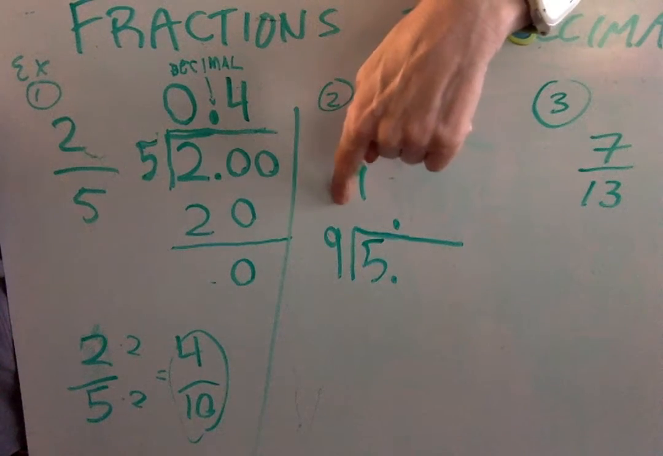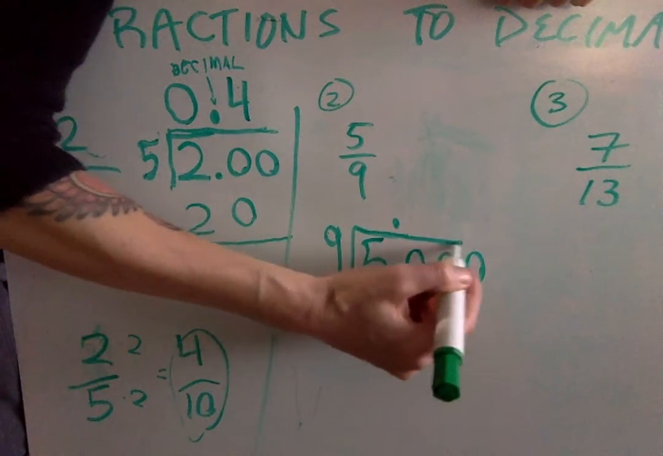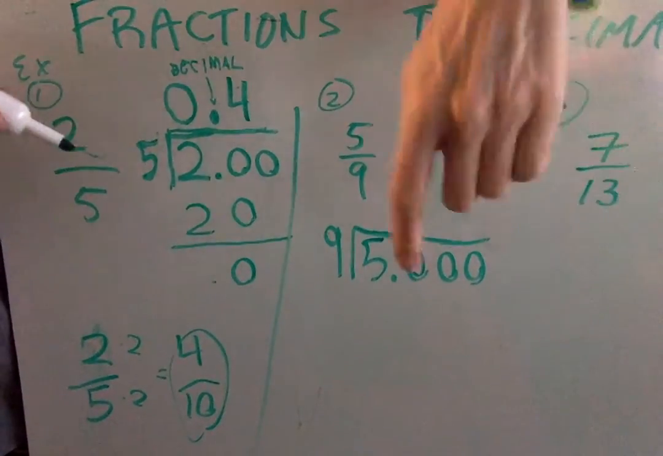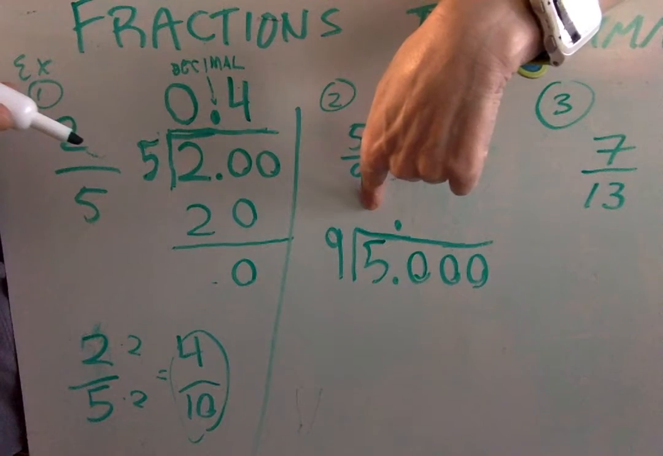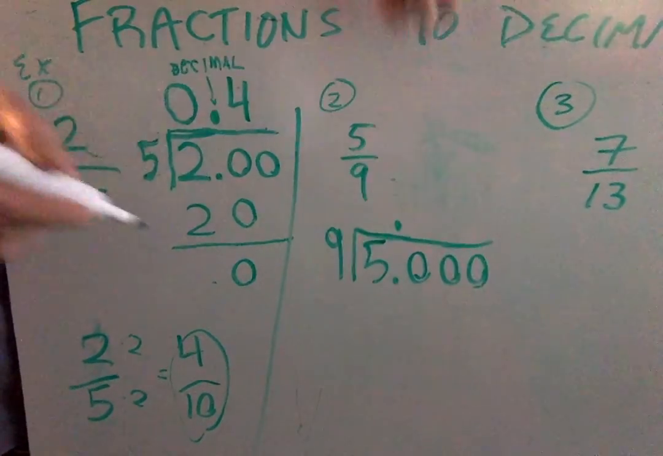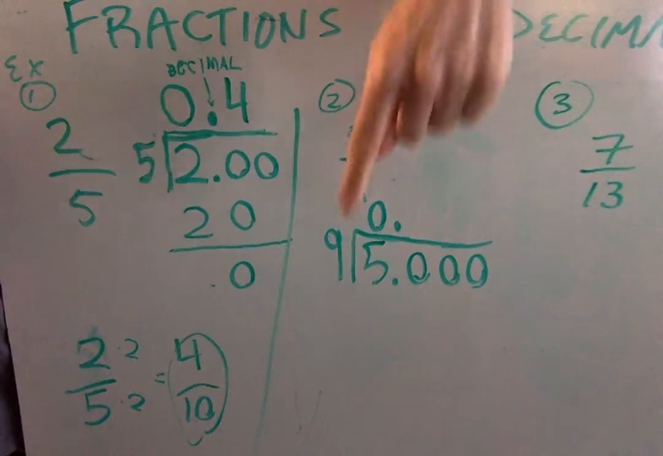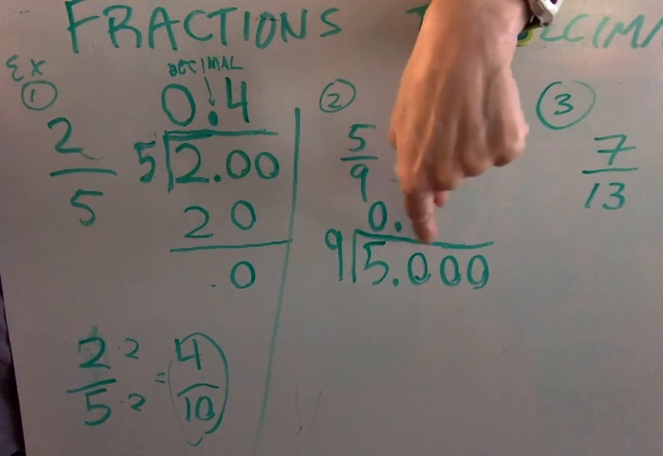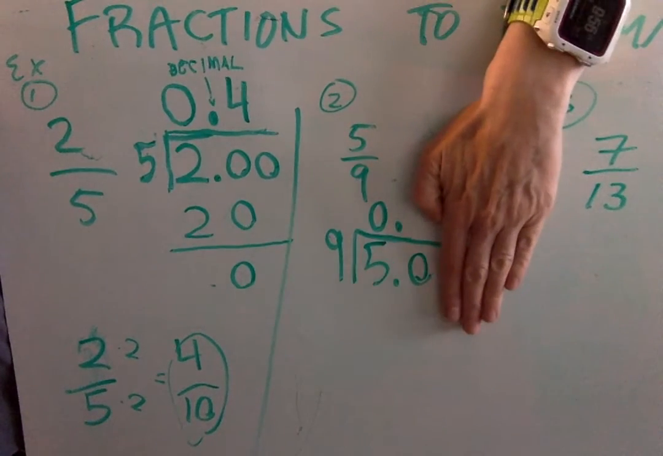How many times can 9 go? I'm going to add a bunch of zeros. Sorry. I'll add 3 for fun. How many times does 9 go into 5? Well, it doesn't. So put 0. How many times does 9 go into 50? See, we're going to go to 50 now.